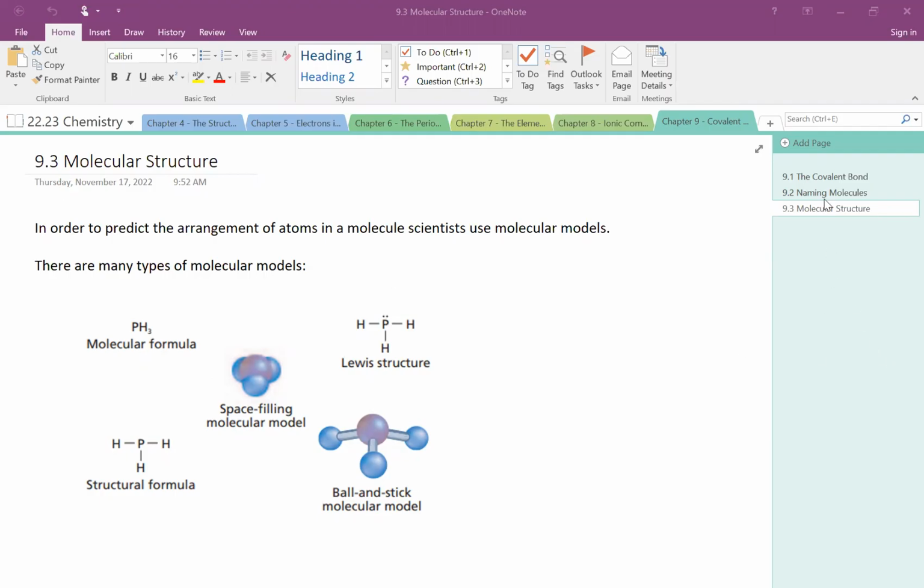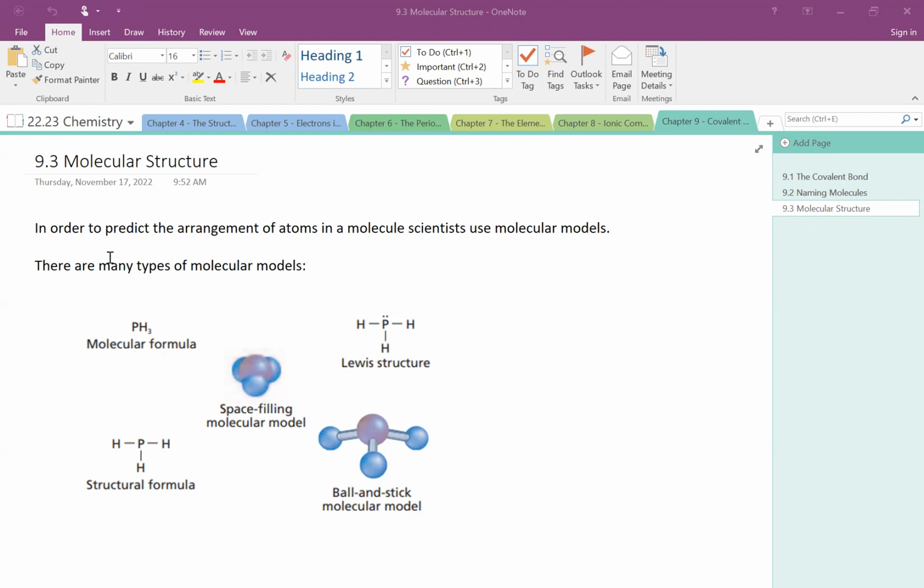In the previous two videos, we saw what a covalent bond was, and we saw how to name them, and we learned about how to describe their formulas, and even a little bit about how to draw what their structures might look like. In this video, I'm going to formally go through what a lot of their structures are going to look like and how we can represent that on paper.